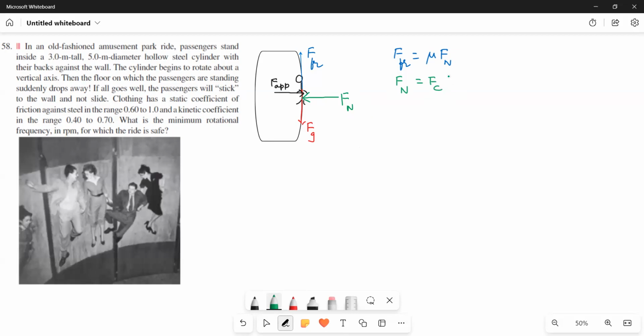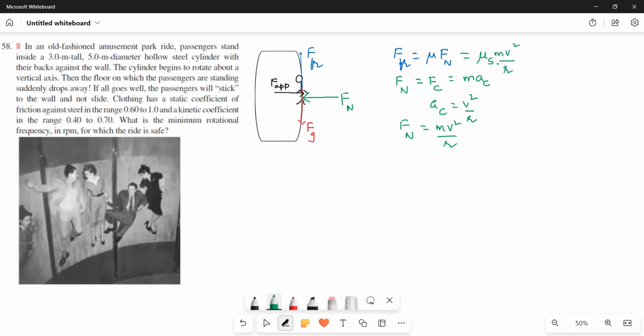We know F centripetal is nothing but m a_c, and a_c is equal to v squared over R. Therefore, Fn is equal to m v squared over R. Therefore, F friction is equal to mu s, static friction, because the person is in static equilibrium. He is not falling down or moving. So it is equal to mu s times m v squared over R.